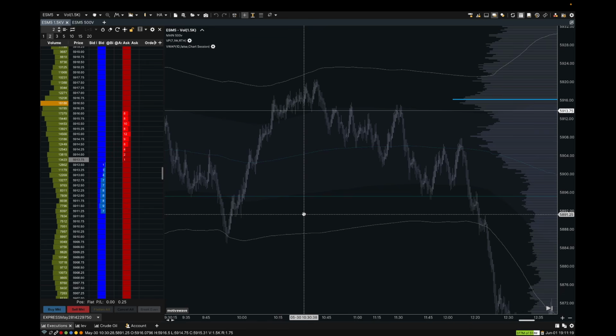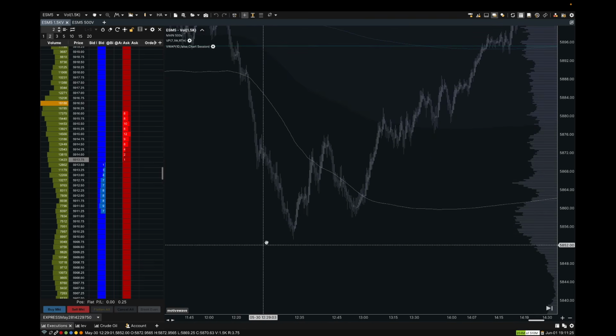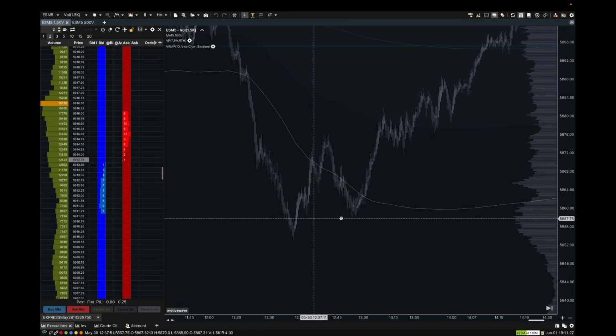Now, using VWAP as your take profits, I do this quite often, especially if I'm going for big trades, right? Now, if I'm entering when it's overextended, like right here, for example, I'm pretty sure I caught this long. I entered right here on Friday.